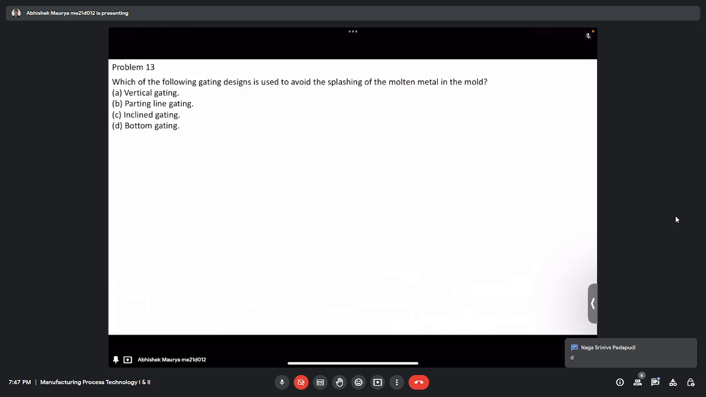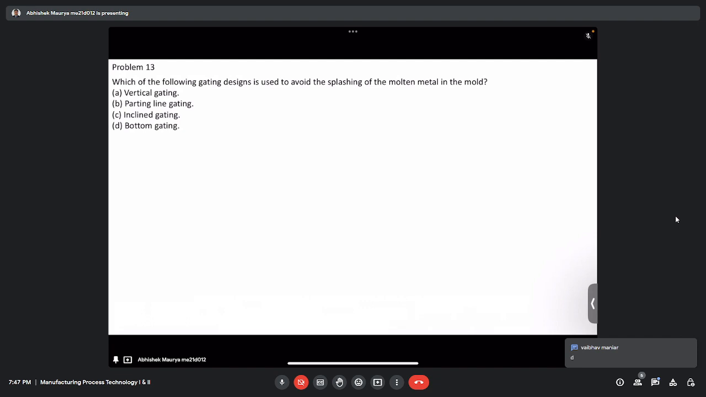Okay, Nagasil Nivas has given his response, and I'm waiting for others. Vaibhav also has given his response, so let's discuss it together.